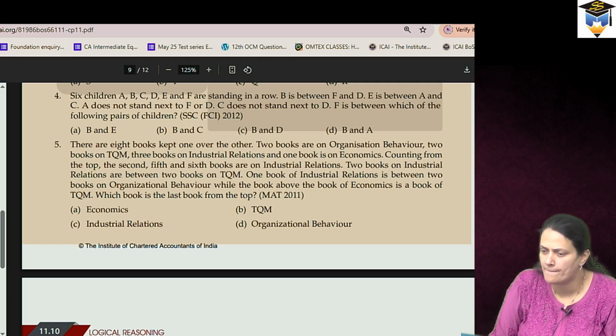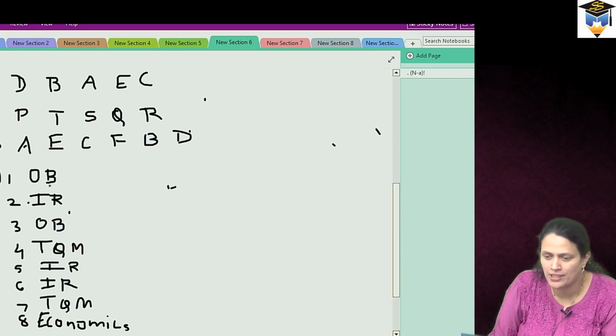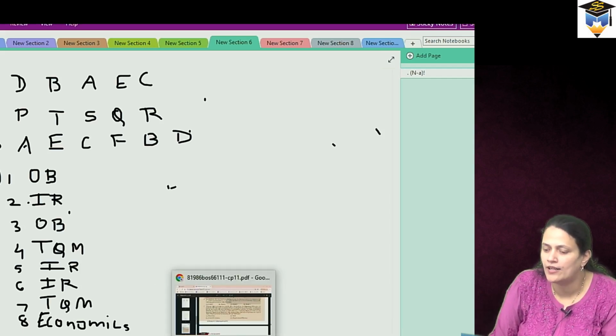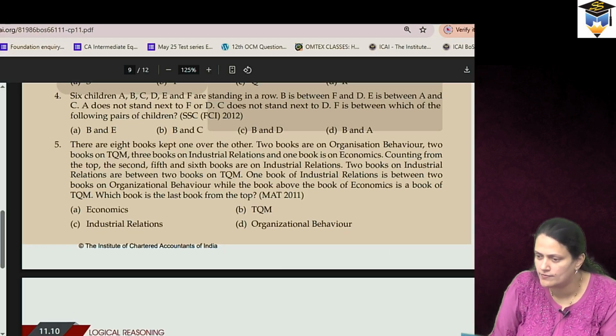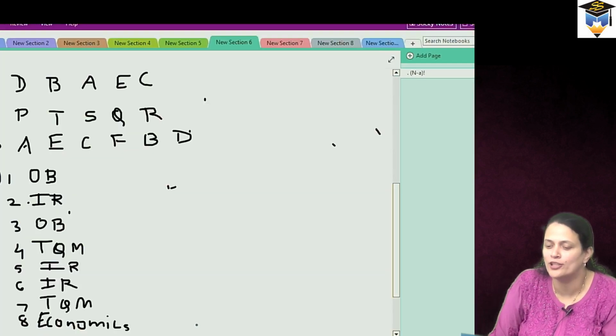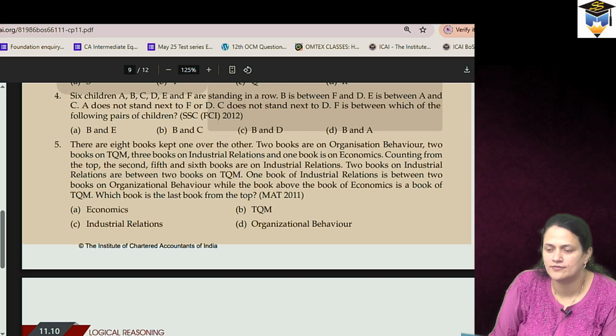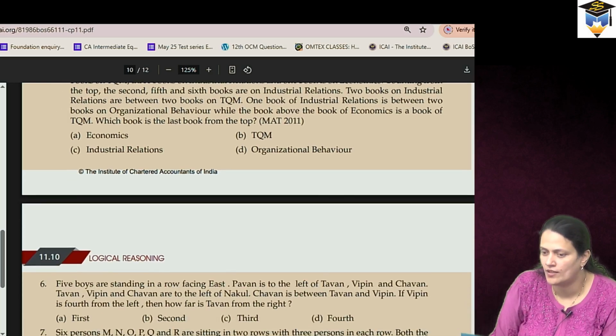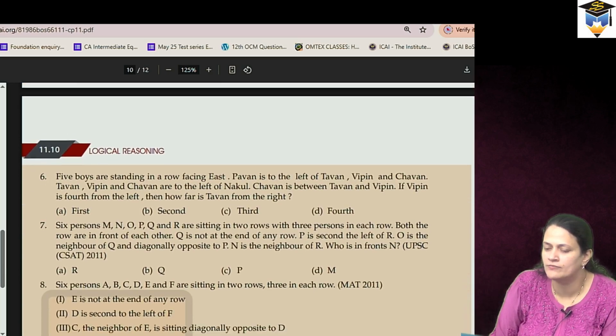Then one book of industrial relations is between 2 books on organizational behavior. So between OB there is IR. So first and third position are OB. And last one, the book above the book of economics is a book of TQM. So which is the last book from the top? TQM. So option is B for the fifth one.